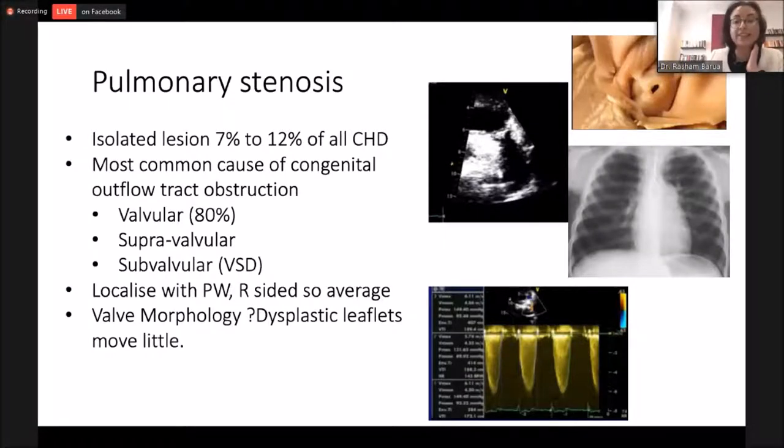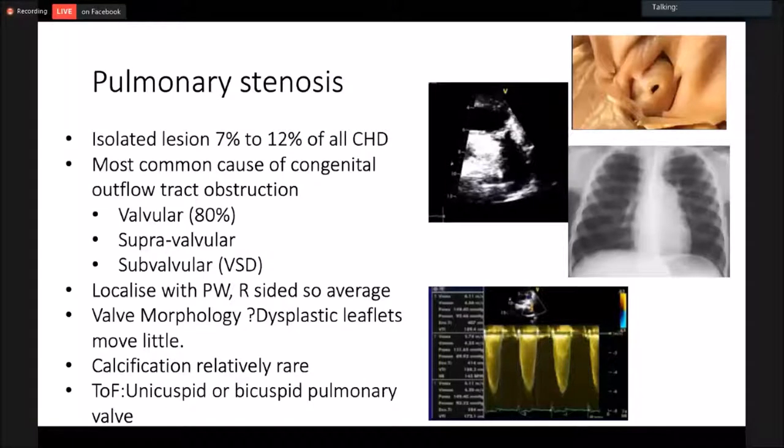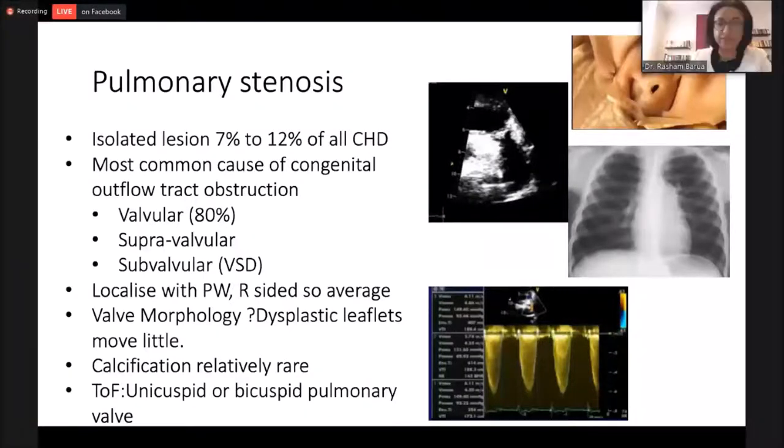We're going to look at the valve morphology. Does it look like these leaflets are thickened? Are they doming? Are they dysplastic? Calcification, unlike with the aortic valve, is relatively rare, and it's very patchy. It seems to calcify in a different way to the aortic valve. And it's possible to get unicuspid and bicuspid pulmonary valves, particularly in tetralogy of Fallot.